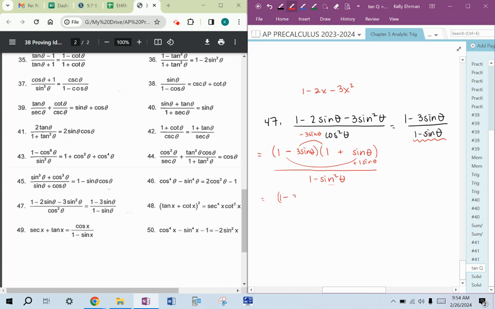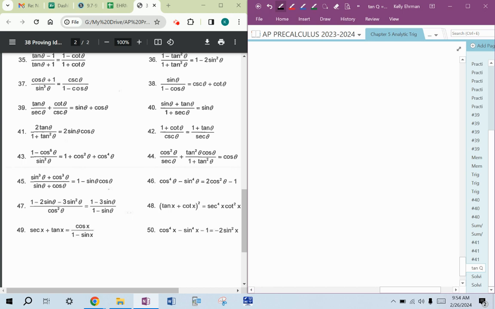So I've got 1 minus 3 sine theta times 1 plus sine theta on the top. And the denominator is 1 plus sine theta, 1 minus sine theta if I do difference of squares. So these 1 plus sine thetas can cancel, and we're left with 1 minus 3 sine theta in the numerator and 1 minus sine theta in the denominator. And that's what we were trying to prove.